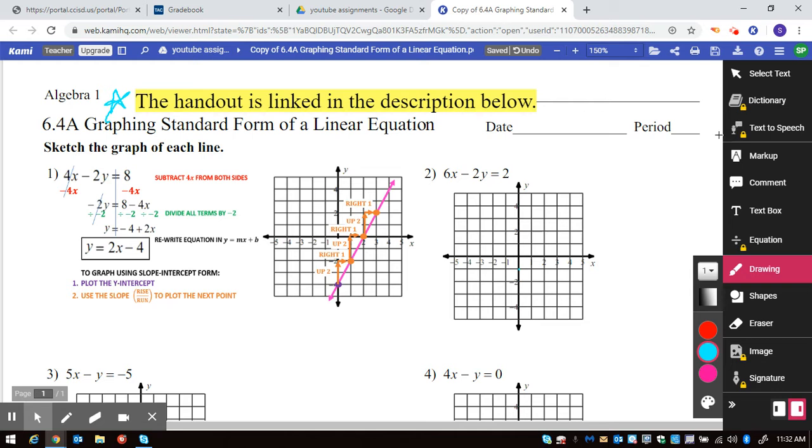So there's an example that I want you to come back and try to see if you can do after we learn how to do number 2 together. Okay, so our objective today is graphing the standard form of a linear equation. Standard form means ax plus by is equal to c.